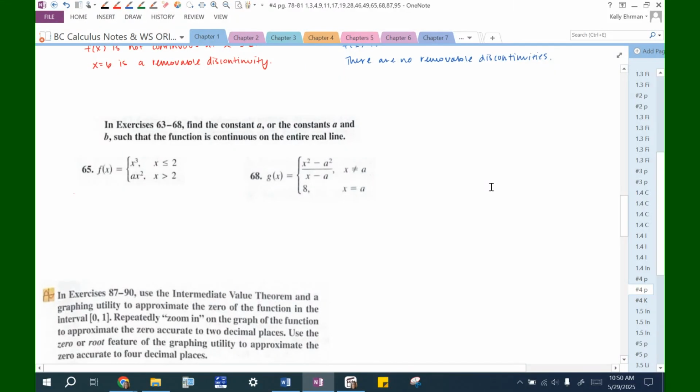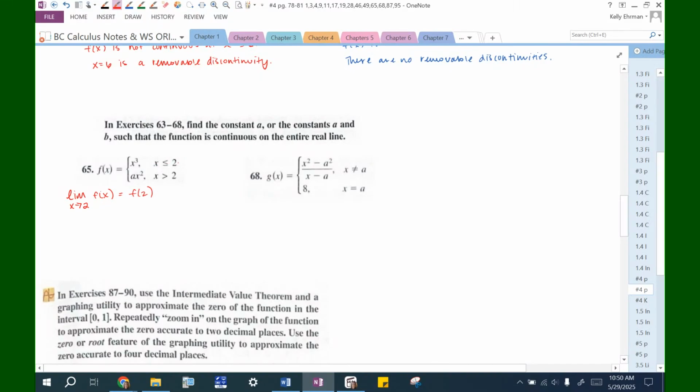Okay, number 65. Find the constant a, or a and b, such that the function is continuous on the entire real line, so for all real numbers. So always start with the definition of continuity for this. So if f of x is going to be continuous, then the limit as x approaches 2 in this case, where the break in the graph would be, of f of x has to equal f of 2. So first of all, go ahead and find f of 2.